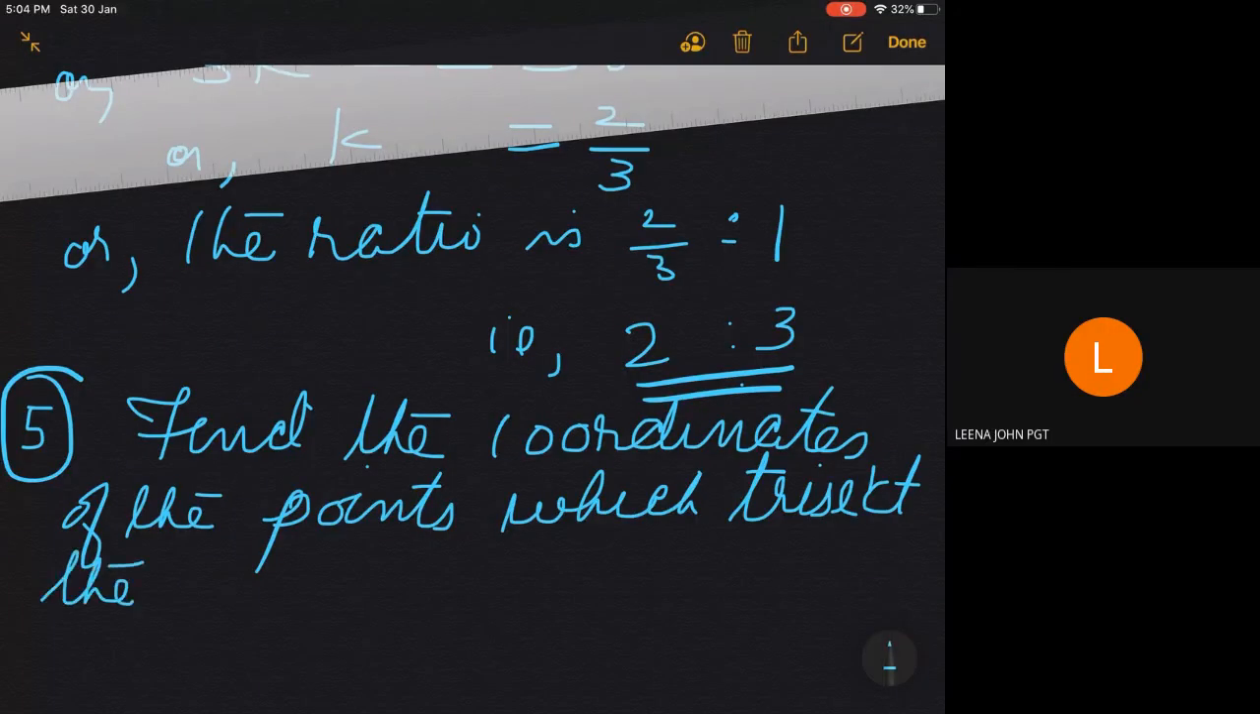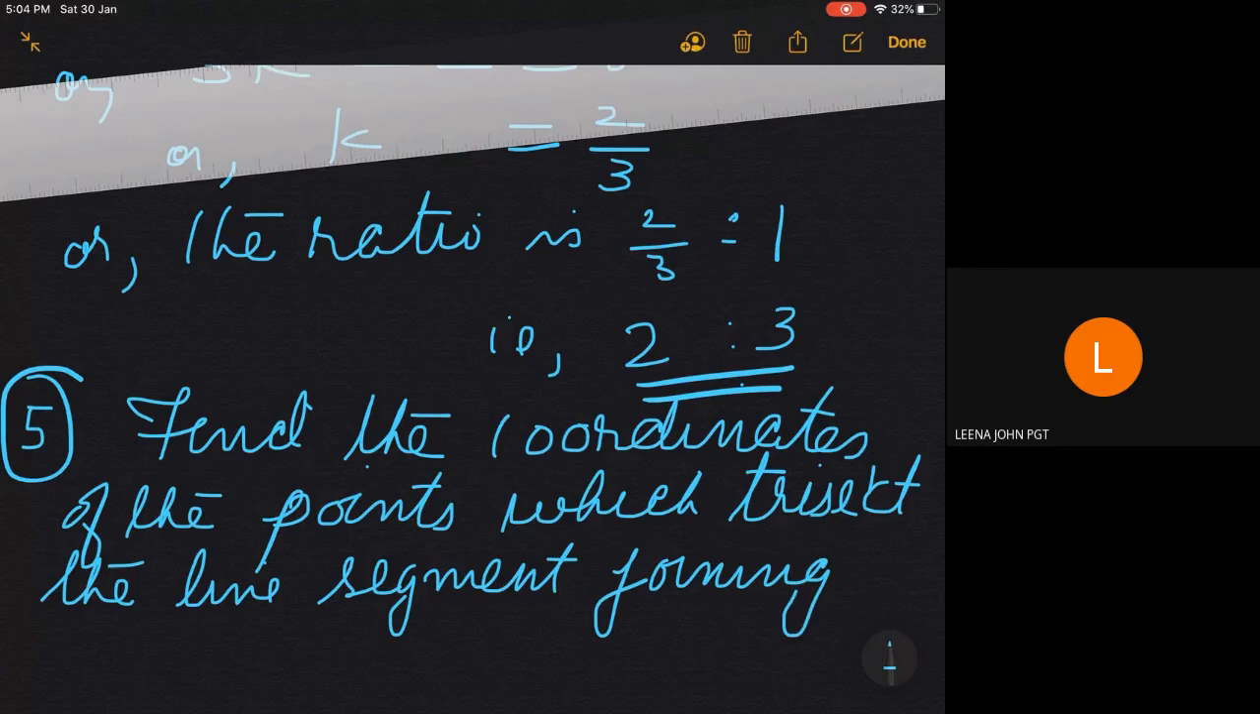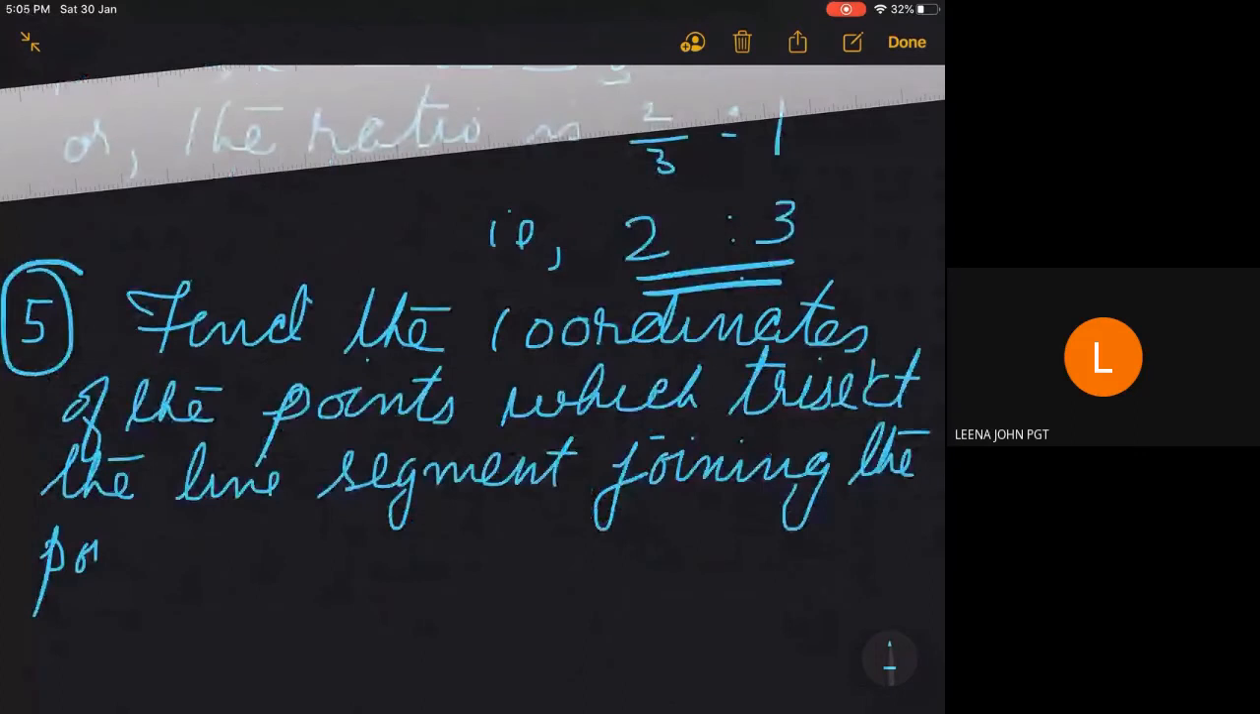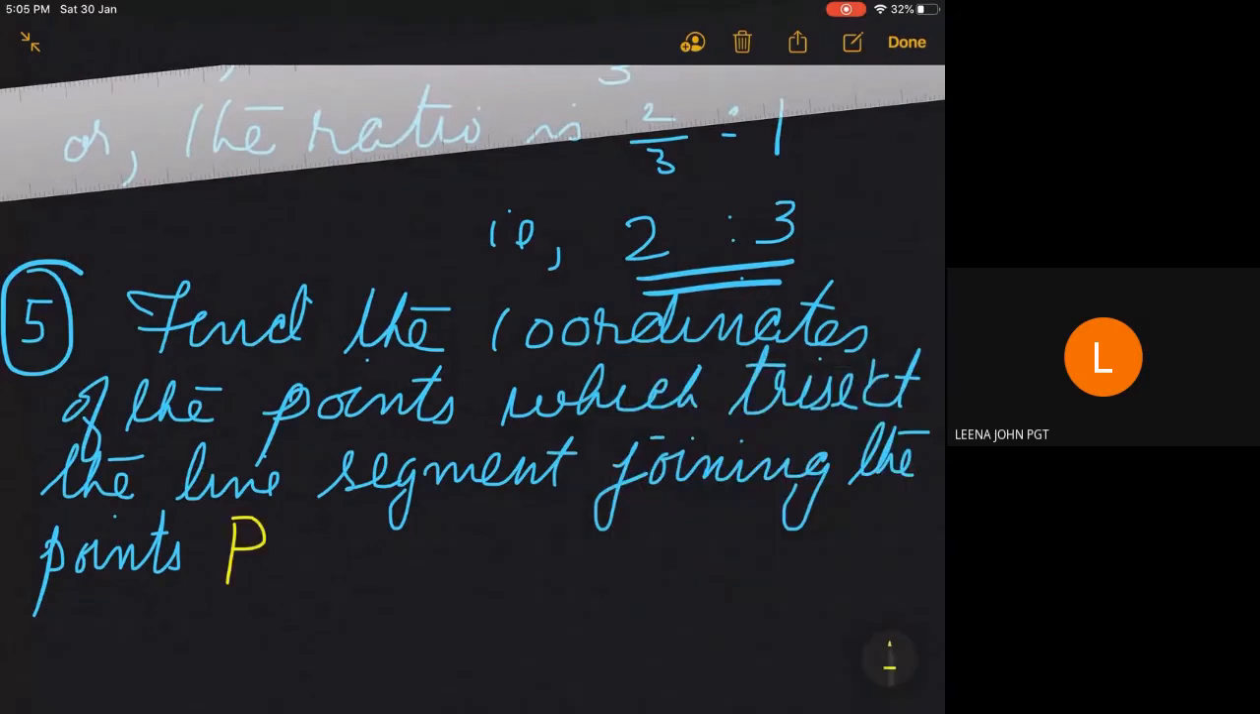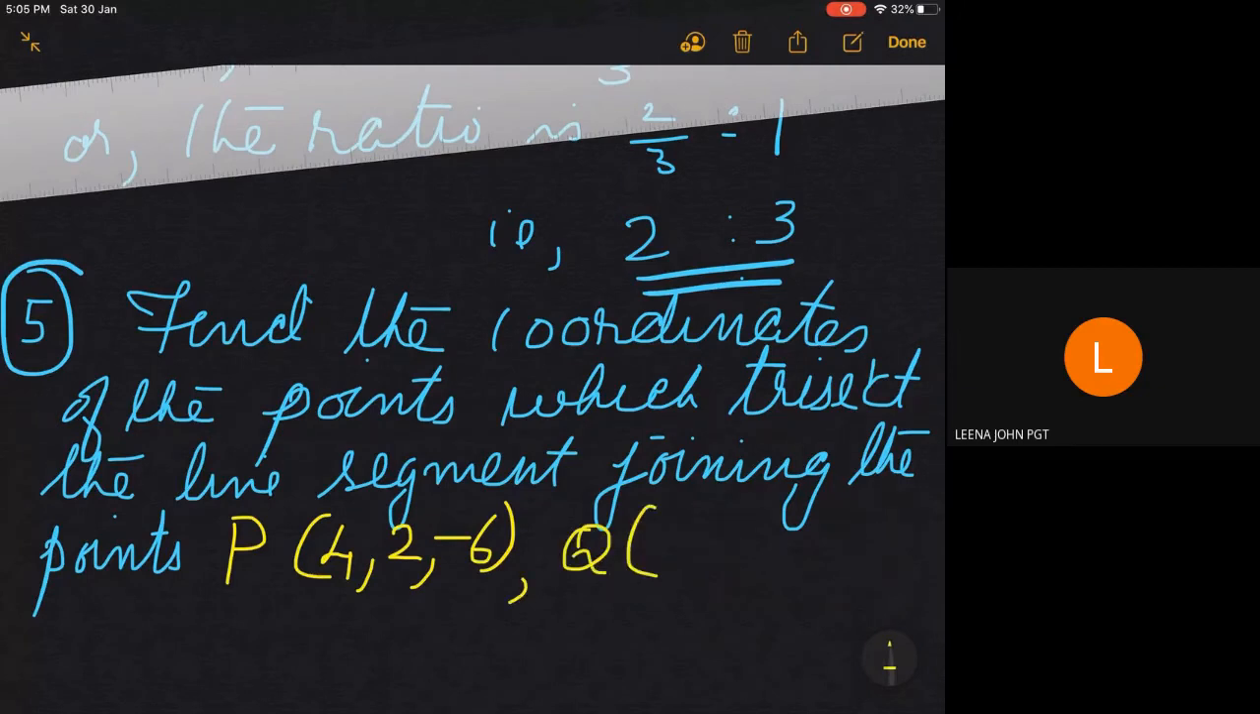The line segment joining the points P (4, 2, -6) and Q (10, -16, 6).